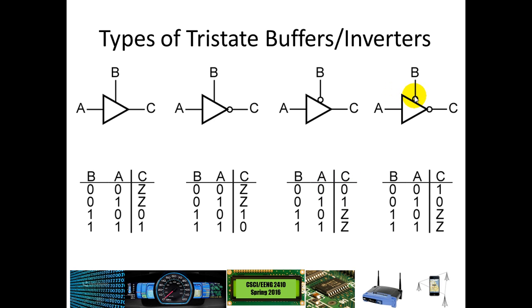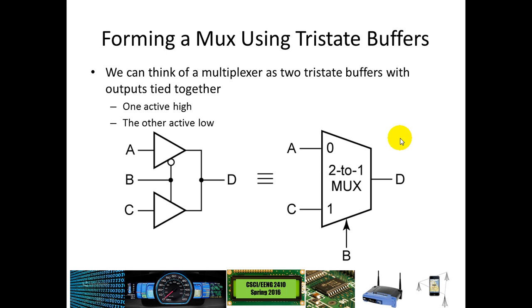In this case, when B is a 0, that's when the complement of A flows through to C. So this is one way that we can represent a 2-to-1 multiplexer using a couple different tri-state buffers. In this case, our B is going to be our select line, the same thing as what you have down here.